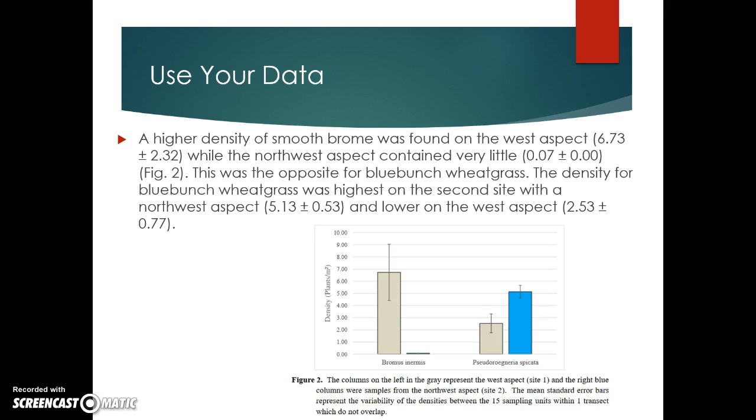Again, the mean and the standard deviation, and figures, it says figure 2, and then the opposite is true of blue bunch wheatgrass. The density of blue bunch wheatgrass was higher on the second site and lower on the west aspect. So again, taking a look at the data and actually using it to make conclusions about the data, and also saying what the standard error bars mean.